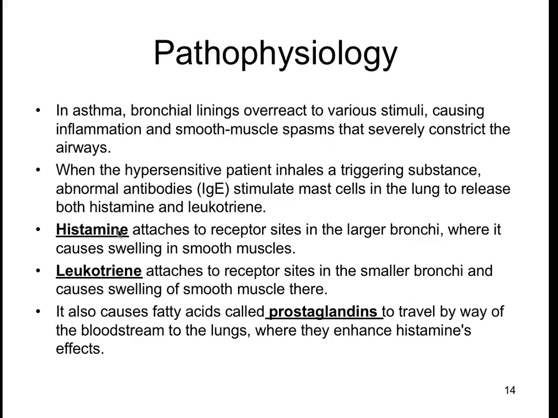mode of action. So histamine is going to bronchoconstrict the large bronchi, and leukotrienes are going to bronchoconstrict the smaller bronchi, which means that it is going to totally bronchoconstrict the entire system in the lungs, in both lungs. And that obviously is going to make it very difficult to inhale and exhale.